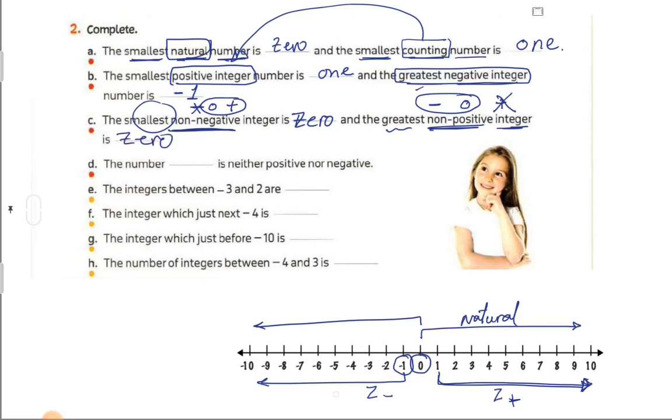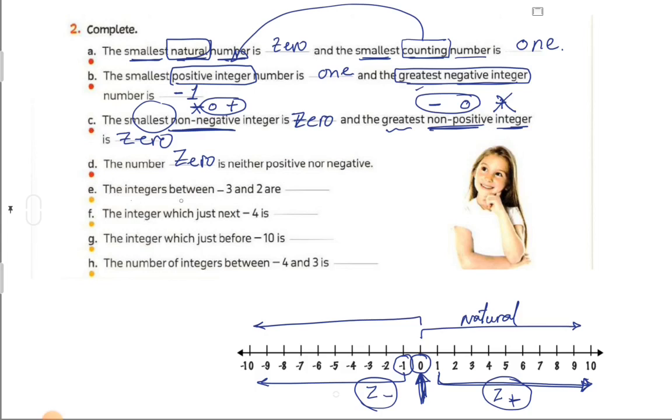The number space is neither positive nor negative. It's not positive and not negative. Yes, it's 0. 0 is in between the positive integers and the negative integers. So 0 is neither positive nor negative.